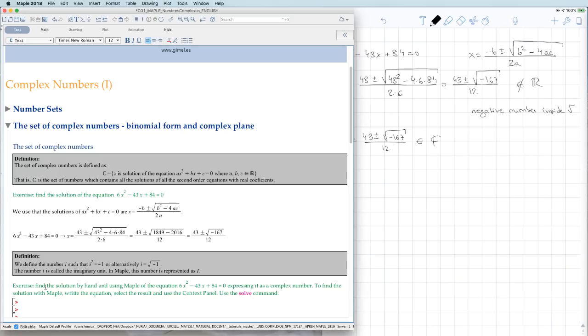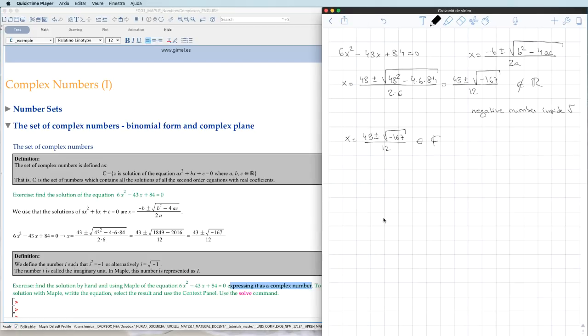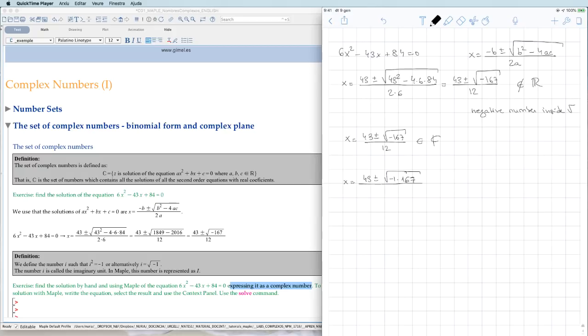The next exercise tells us to try to find the solution of the same equation as before by expressing it as a complex number. So if we come again here, what we are going to do is split the number minus 167. We're going to express it as minus 1 times 167. So again, now we are going to split the square roots.